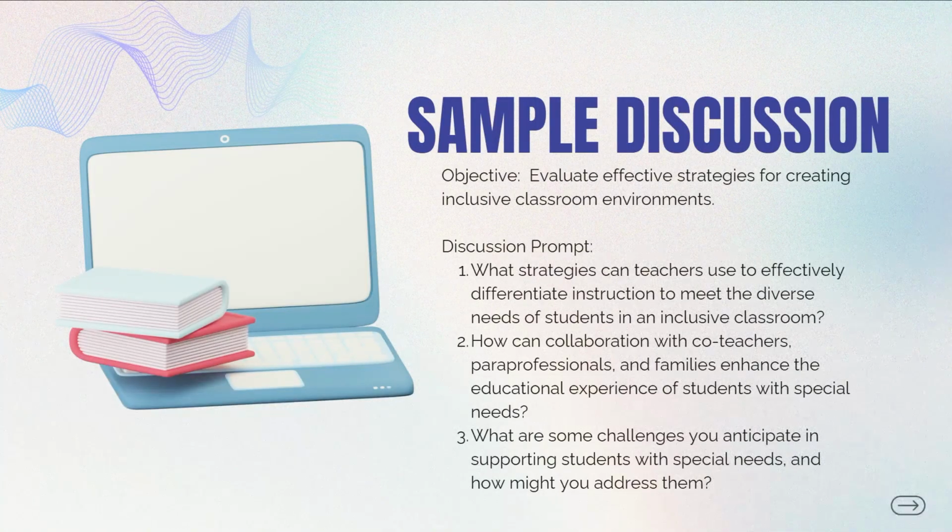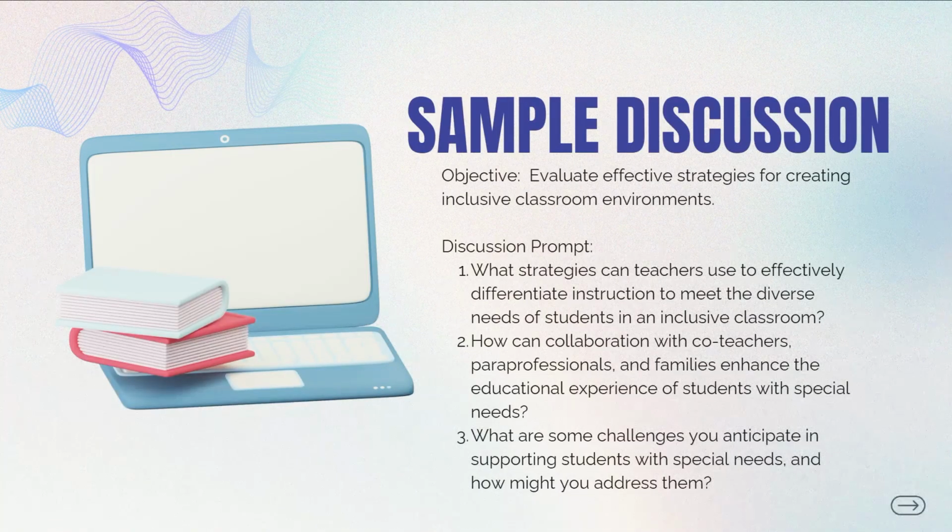So my discussion prompt has 3 questions. First question is, what strategies can teachers use to effectively differentiate instructions to meet the diverse needs of students in an inclusive classroom? The second is, how can collaboration with co-teachers, paraprofessionals, and families enhance the educational experience of students with special needs? And the third question is, what are some challenges you anticipate in supporting students with special needs, and how might you address them?